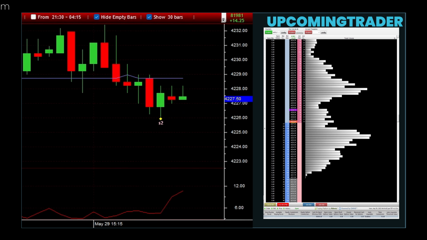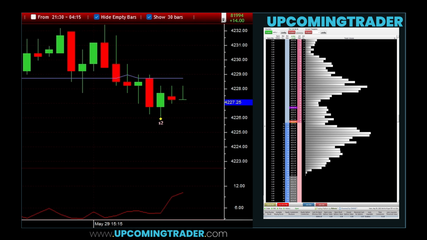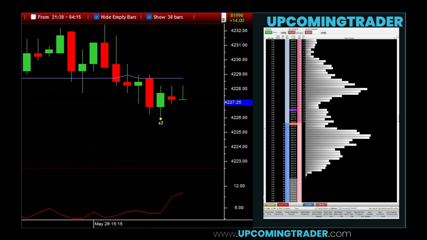Single print areas are critical to watch because they represent levels where the market has not yet established fair value, and when the price returns to these areas, they often act as strong support or resistance. These levels can be points of high interest, as they frequently lead to notable reactions, either confirming the previous momentum or indicating that the market sentiment has changed.